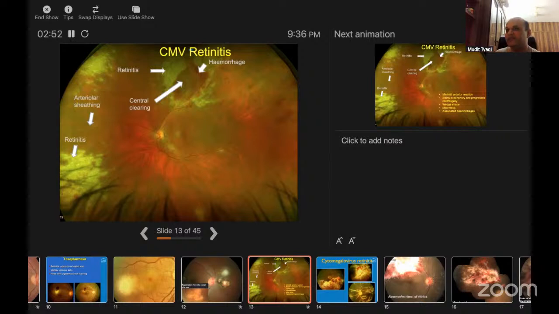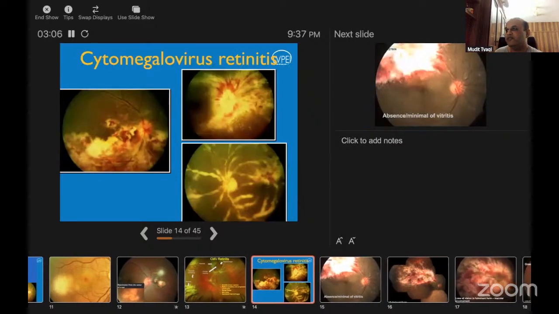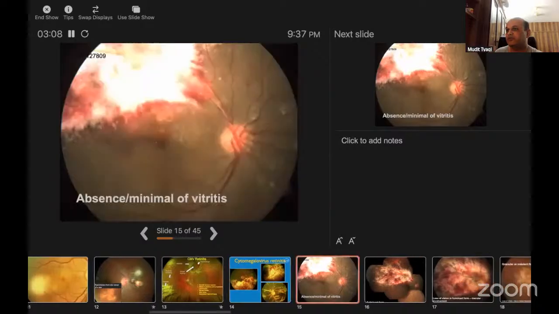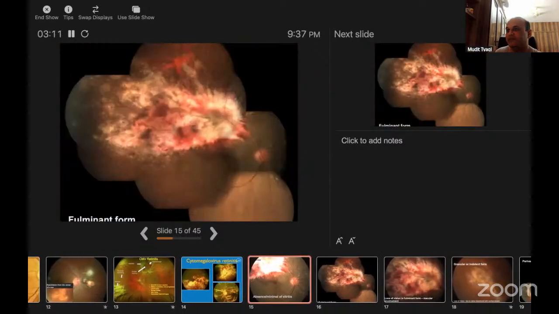So if you see a patient with extensive retinitis lesions, but absence of a commensurate associated vitritis, that's a clue to the fact that you are dealing with a patient who is immunosuppressed, and then you need to look for CMV. CMV has got its obvious clinical patterns, also one of the most common ones. And the points to remember, like I said, number one, absence or minimal vitritis.